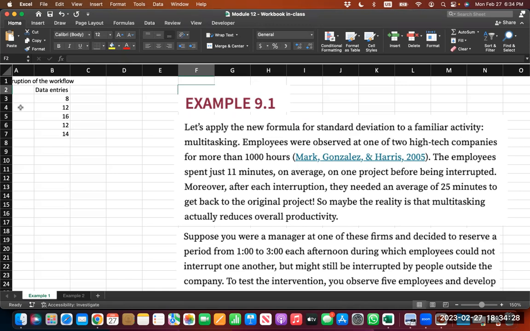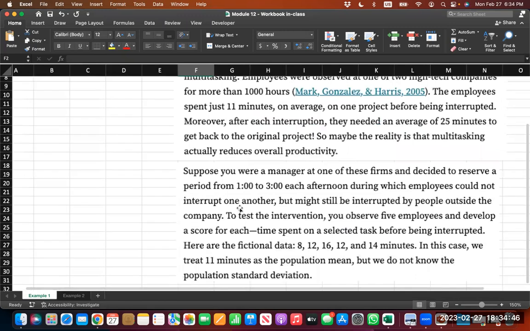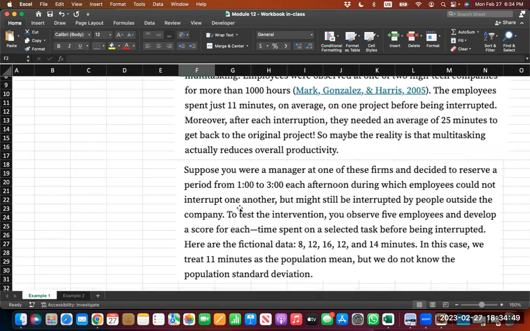So Mark, Gonzalez, and Harris studied employees in 2 high-tech companies for more than 1,000 hours of employee time. Employees spend 11 minutes on average on one project before being interrupted, and after each interruption, they need an average of 25 minutes to get back to the original project. So maybe the reality is that multitasking overall reduces productivity. That's well understood. Suppose you were a manager at one of these firms and decided to reserve a period from 1 to 3 each afternoon during which employees could not interrupt one another, but might only be interrupted by people outside of the company.